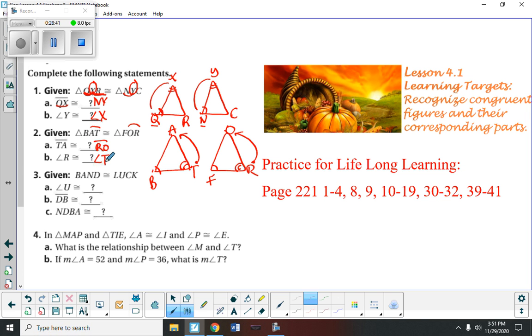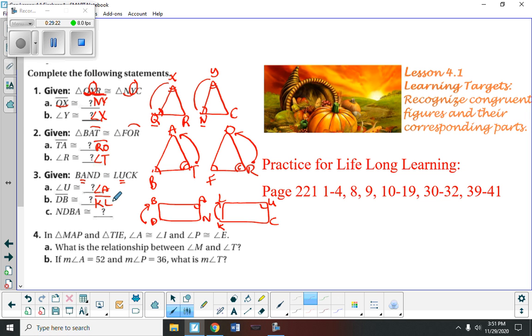The next one, we have 4 letters, which means you have a quadrilateral. So BAND. This time I started in the upper left-hand corner. In the next one, I'll start in the upper left-hand corner, LUCK. So angle U corresponds to angle A. Again, U is the second letter, A is the second letter. DB, starting at D, going up to B, would be congruent to segment KL.